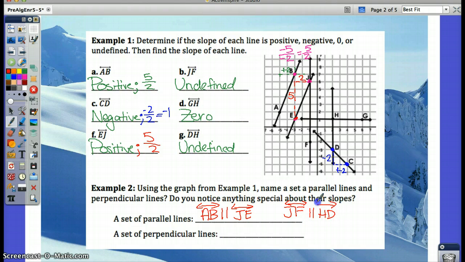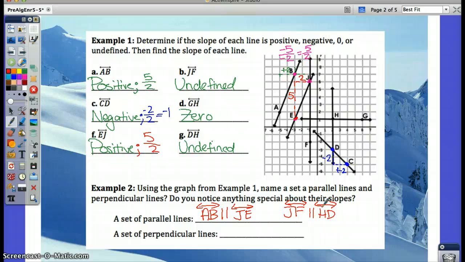So when you look at their slopes, do you notice anything that they have in common? Line AB slope was 5/2, and line JE or EJ slope was also 5/2. Interesting. And JF had an undefined slope, and HD or DH also had an undefined slope.